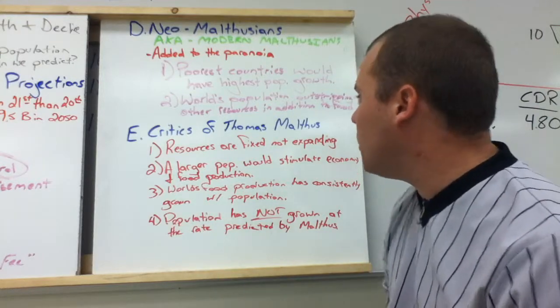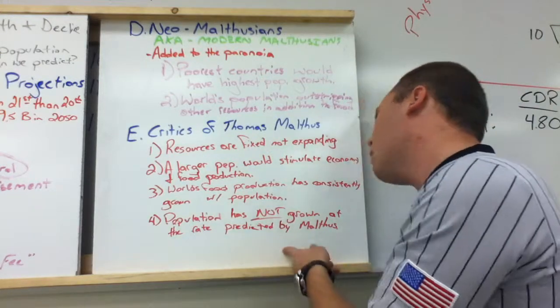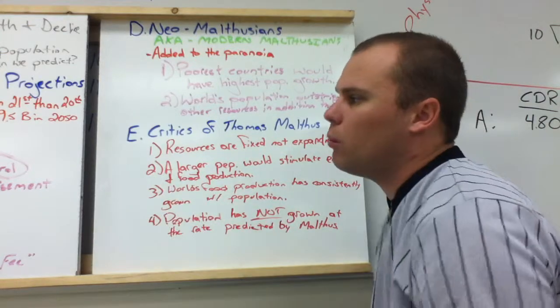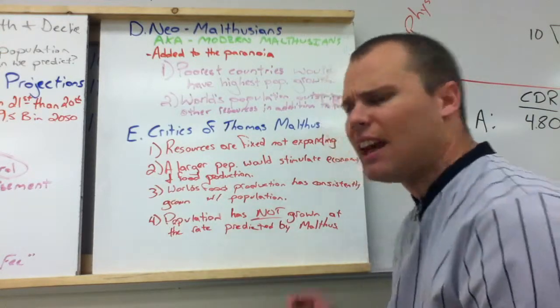Last thing that the critics of Thomas Malthus say is that population has not grown at the rate that Malthus projected, and like we said with a rate of natural increase, it has actually shrunk in the last century.